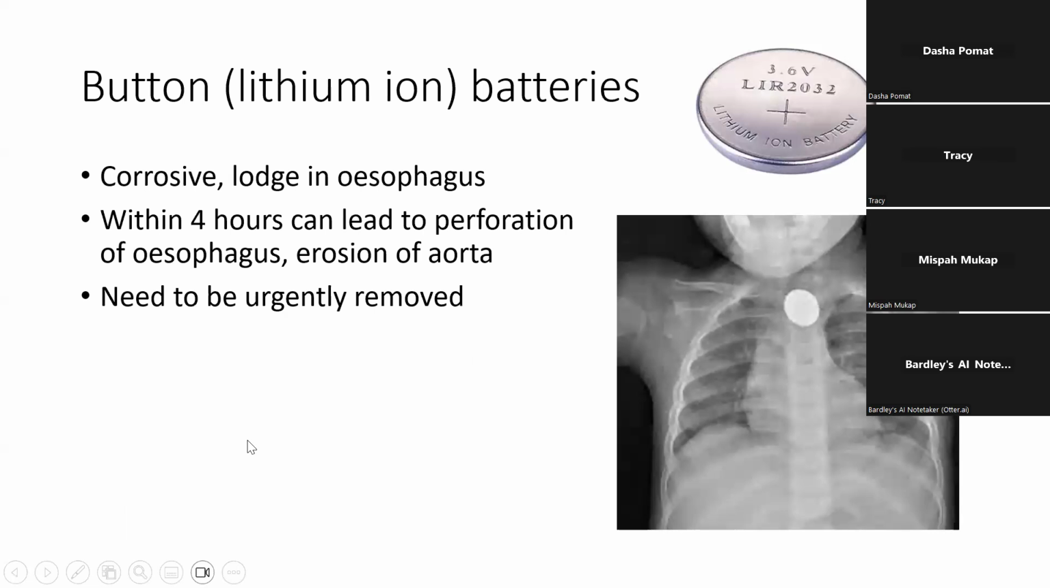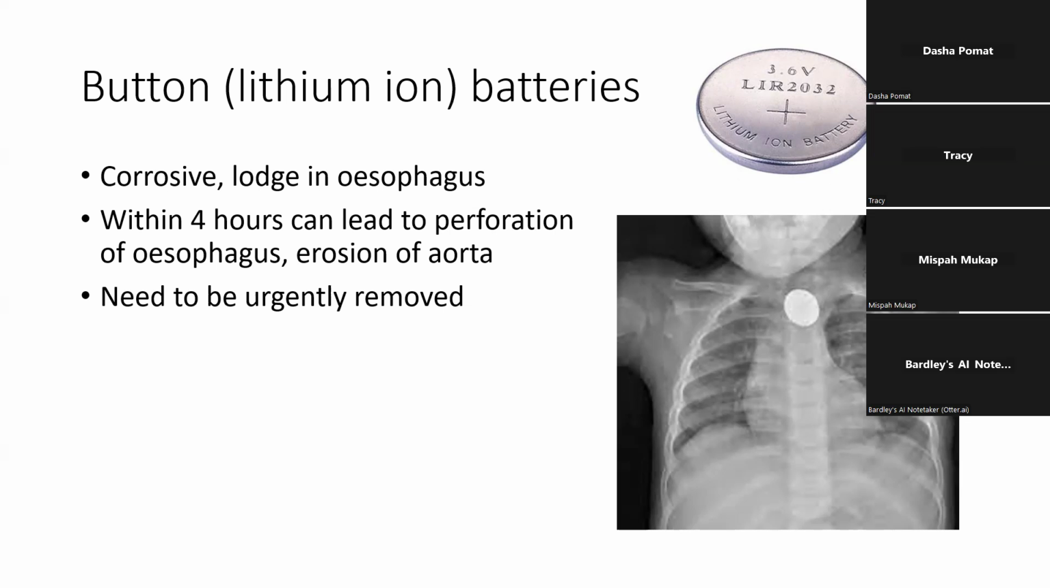And another household danger is button batteries. They are similarly corrosive, and they can lead to corrosion of the esophageal mucosa, and can lead to perforation of the esophagus, or even erosion into the aorta, which passes posterior to the esophagus. They need to be urgently removed.